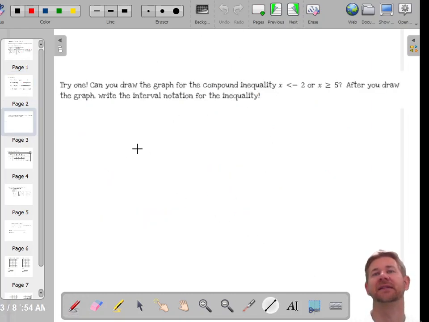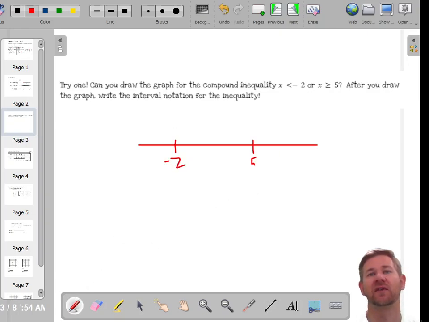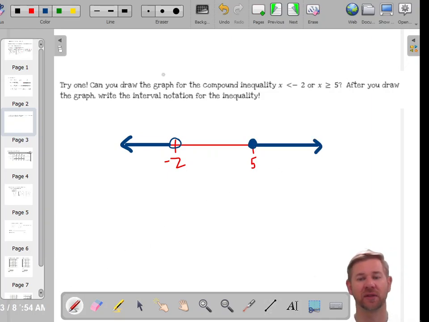Okay, so let's actually write one. This says x is less than -2 or x is greater than or equal to 5. So I'm going to put -2 and 5 on here. Because it's strictly less than -2, it doesn't have an equal to, I'm going to put an open circle. And greater than or equal to 5 means I'm going to put a closed circle. To say the numbers that are less than -2, I'm going to go left, and to say the numbers that are greater than or equal to 5, I'm going to go to the right. And that's how we would do it on the number line.